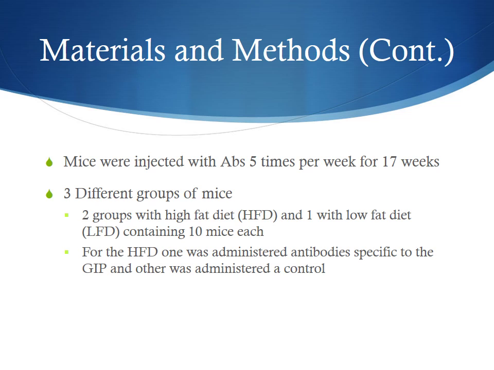And for the high-fat diet, there were 2 groups. One was administered antibodies specific to GIP, and the other group was administered a control, which was PBS.